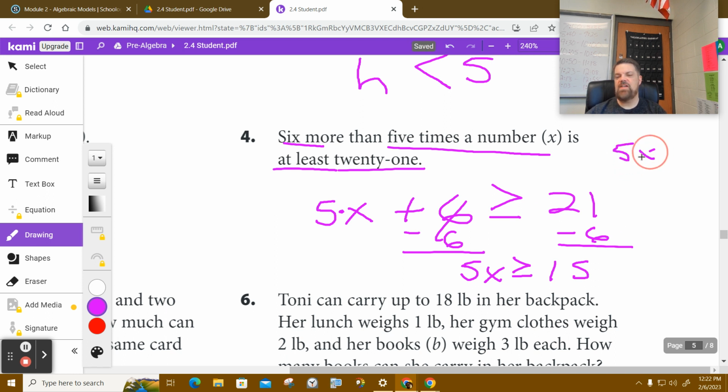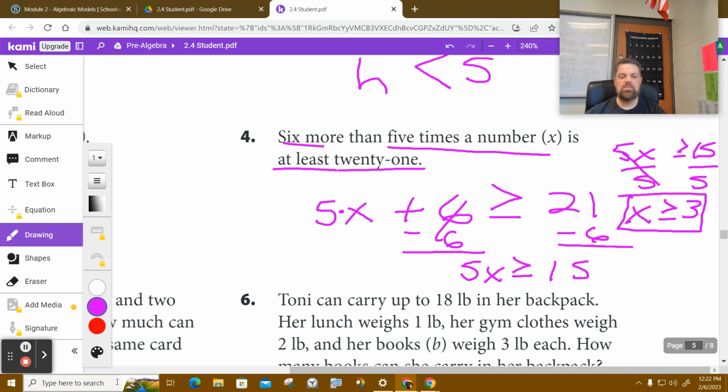So then I have 5x is greater than or equal to 15. So then I divide by 5 on both sides. 5 divided by 5 is 1. 1 times x is x. That's greater than or equal to 15 divided by 5, which is 3. There's our answer.